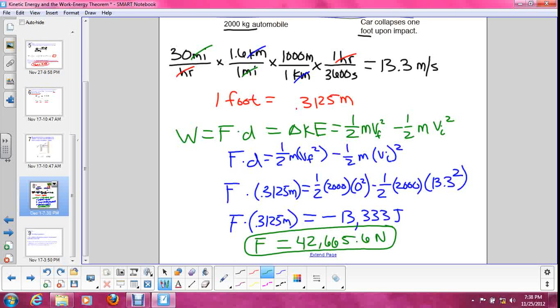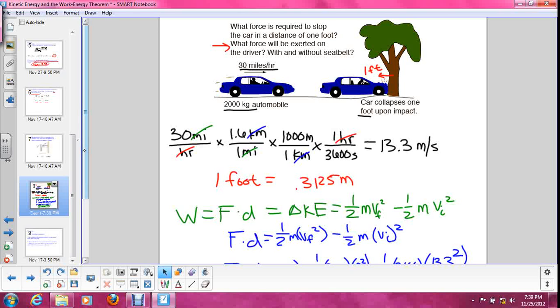That's ridiculous. That is crazy. I have a weight of about 600 newtons. So if we take 42,665, divide by 600, he experiences 71 times my weight in this car. That is crazy.